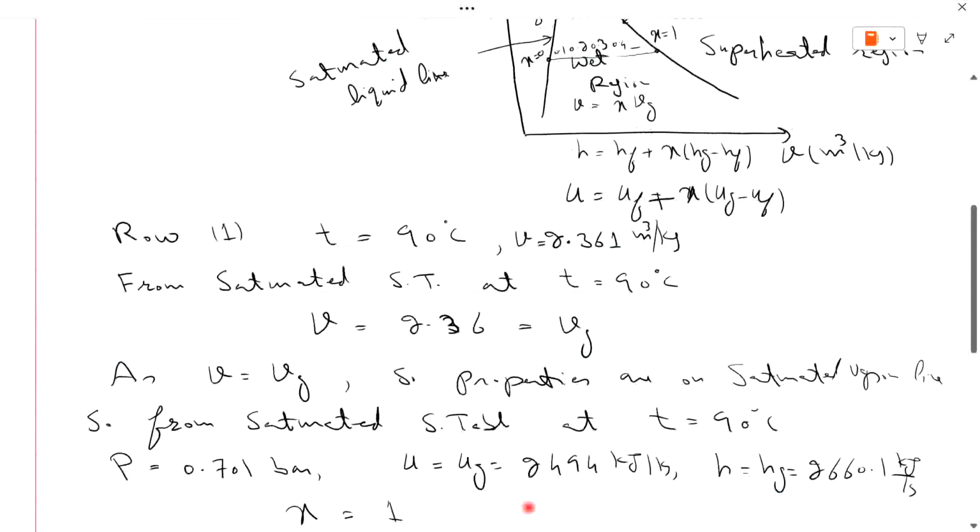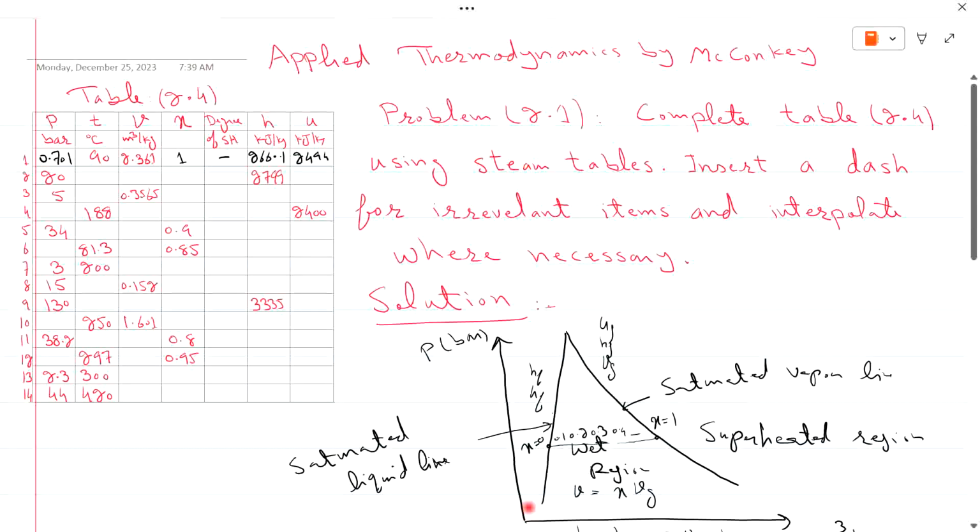So put these values in row number 2 in table 2.4. Saturation temperature is 212.4 degrees centigrade. Specific volume is 0.09957. Dryness fraction is 1. Degree of superheat is not defined in the wet region. And specific internal energy is 2600 kilojoule per kg.